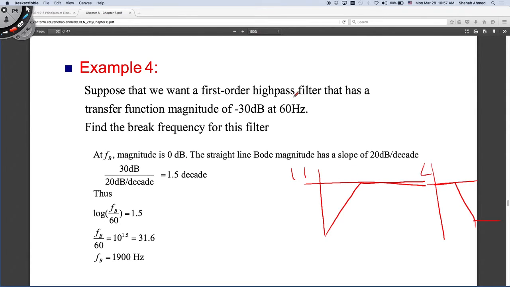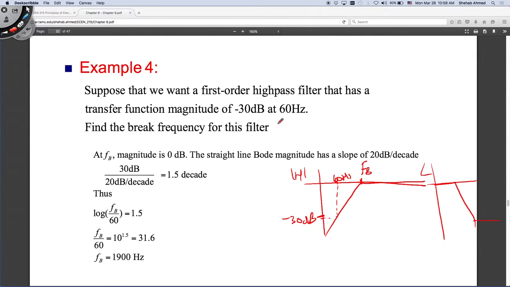what they're saying is they have a high pass filter with a transfer function magnitude of minus 30 dB at 60 hertz. So the magnitude of the transfer function is minus 30 dB at 60 hertz. Okay. Find the break frequency for this filter. So they want FB, the break frequency for this filter.